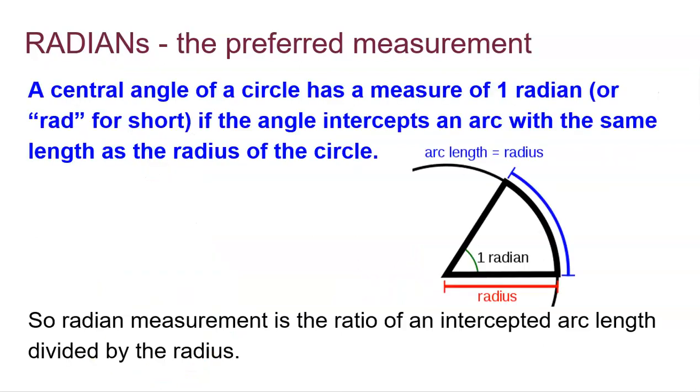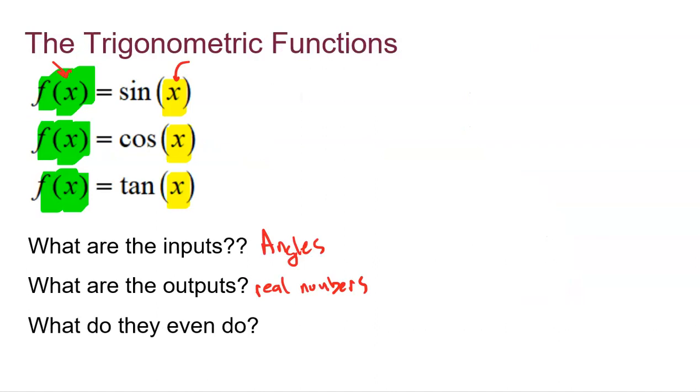Now, this unit of radians, or this measurement style of radians, is the preferred measurement when it comes to angles. So if I go all the way back to the very first slide that we talked about here, we talked about what goes into a trigonometric function. What goes in is an angle. And I'm telling you right now, we prefer that angle be measured in radians.